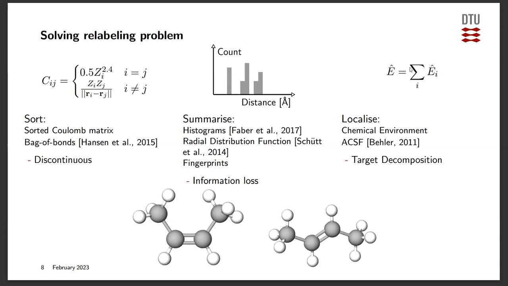Yes, so then to solve this relabeling problem, they proposed a different solution. One is to take the norm of all the rows and then sort depending on that. But that's also not a very nice solution because then small changes in the input will cause dramatic changes in the representation because you get this discontinuity when the two rows swap around. So another approach is to try to summarize all the information about a molecule in a fixed length vector, which could be to use a histogram of the interatomic distances or some other kind of fingerprint. But this is a bit problematic because it's hard to choose which information to keep beforehand, and you will lose some information doing this.